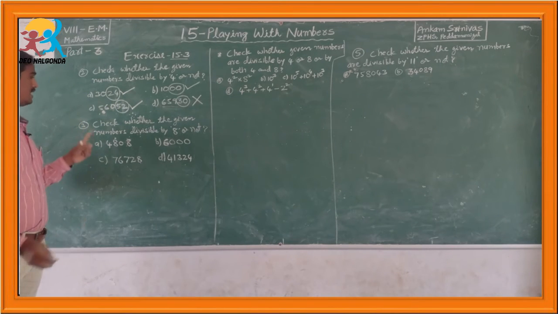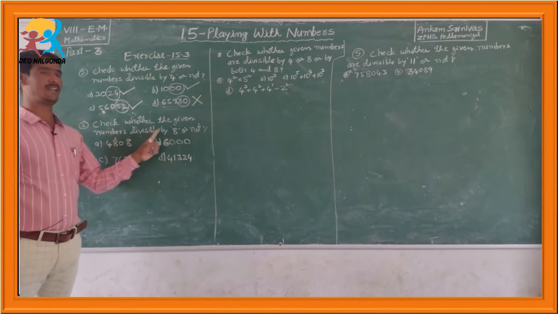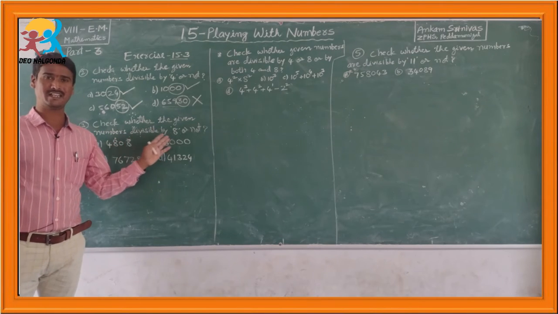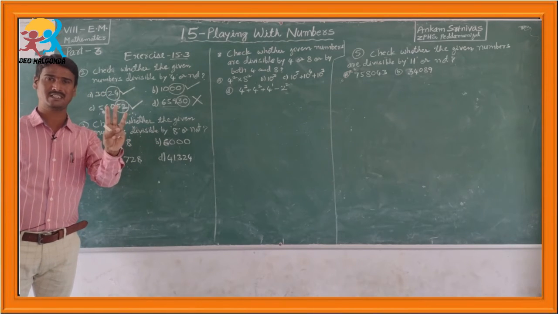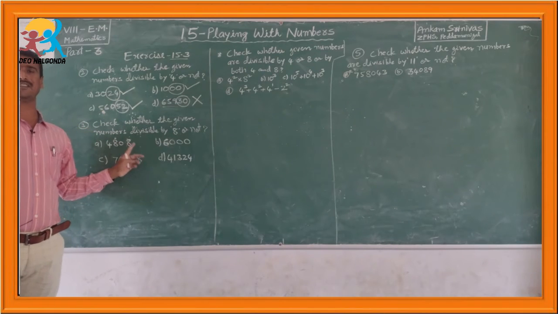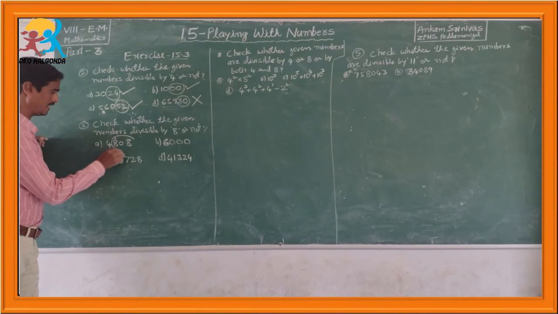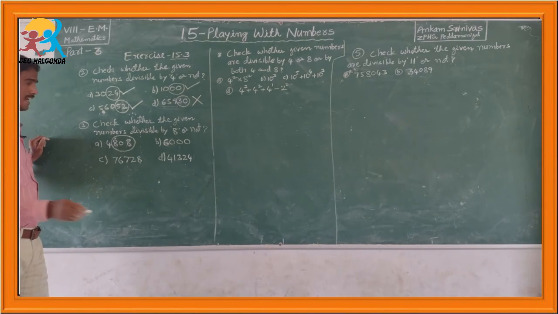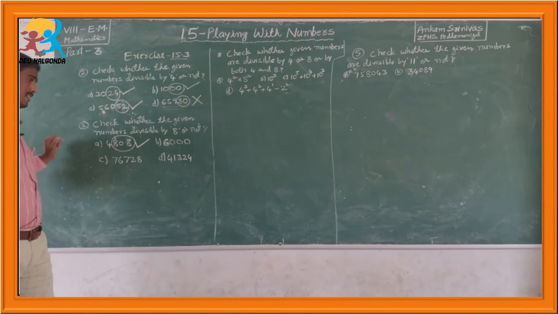Next question. Check whether the given numbers are divisible by 8 or not. We know that the divisibility rule for 8 is that if the number formed by the last three digits is divisible by 8, then the given number is divisible by 8. Take the last three digit number 808. 8 ones are 8, 8 zeros are 0, 8 ones are 8. 808 is divisible by 8. So the given number 4808 is also divisible by 8.